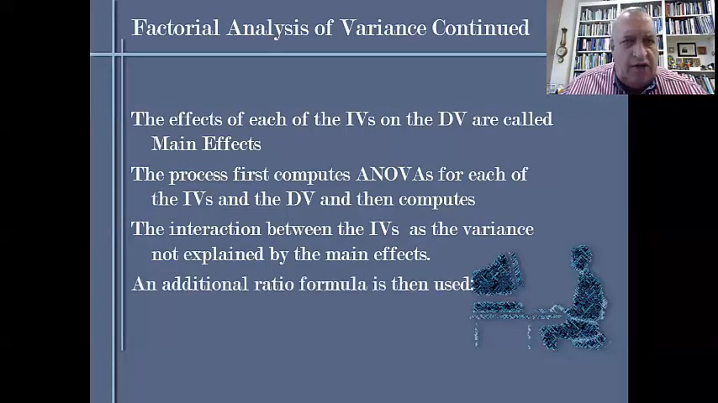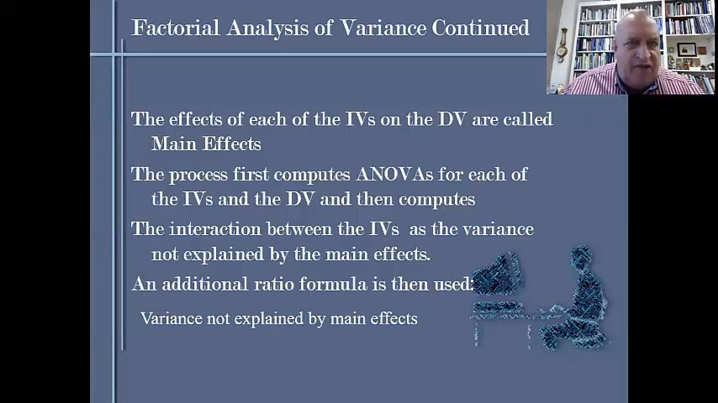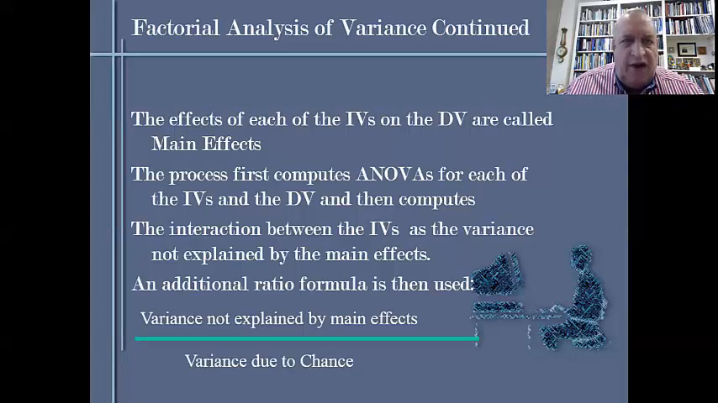An additional ratio formula is then used. So we go back to our formula that we used with ANOVA, but now it's a unique one for the factorial. So we have the variance not explained by main effects, and that is the interaction between, in this case, the 2 independent variables, and that's then divided by the variance due to chance, and that gives you your answers for your factorial analysis of variance.